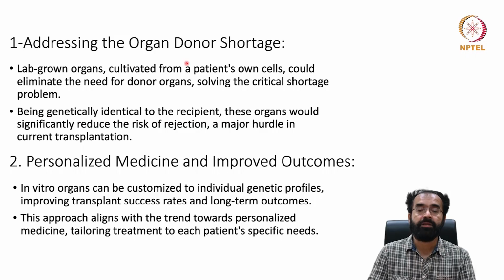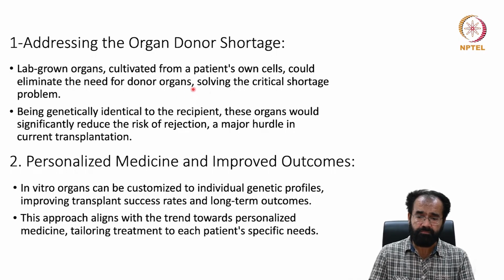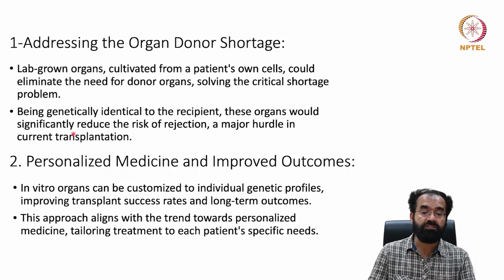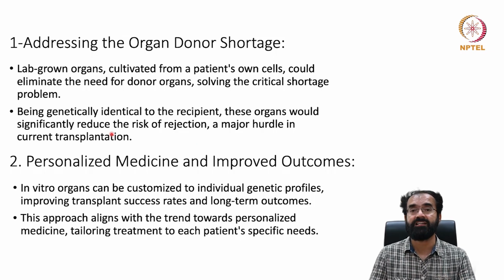So addressing the organ donor shortage, how do we address it? Lab grown organs cultivated from the patient's own cells could eliminate the need for a donor organ. You don't need to wait for a donor, you can make it, solving the critical shortage problem. Being genetically identical, because it is made from your own cells, these organs would significantly reduce the risk of rejection, and the major hurdle of the current transplantation is the risk of rejection itself. So you can get rid of that.